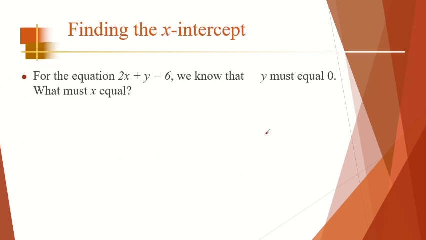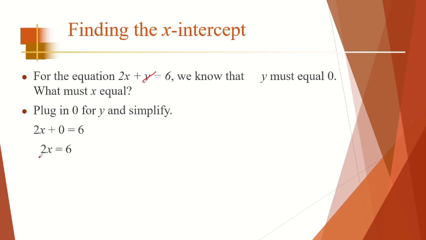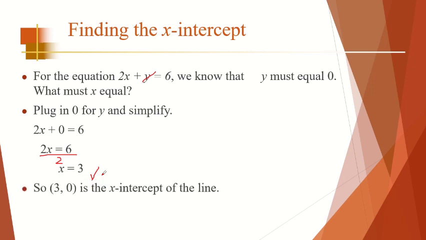Now, finding the x-intercept. Here, you make this 0. Now, the technique here is to remove this y. So what remains? 2x equals 6. Now, divide both sides of the equation by 2. So we get 3. So, (3, 0) is the x-intercept of the line.